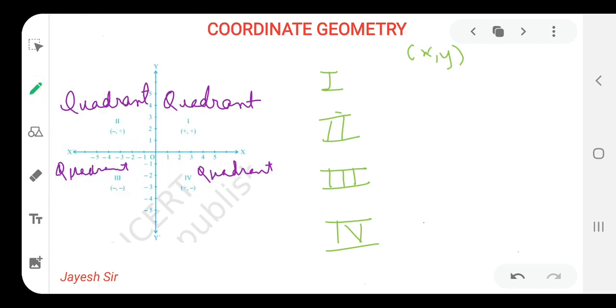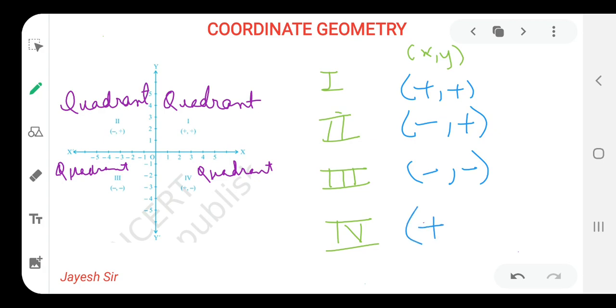Yes, in quadrant 1 both the values of x and y would be positive. Similarly, in quadrant 2 both the values would not be the same. Here the x coordinate would be negative and the y coordinate is positive. Similarly, in quadrant 3 both the values of x and y would be negative. In quadrant 4 the value of the x coordinate would be positive and the value of the y coordinate would be negative.